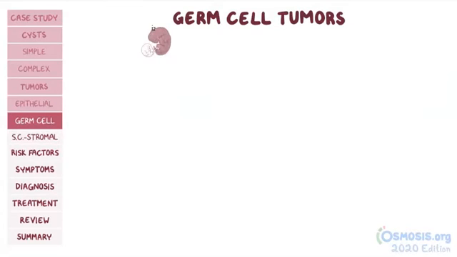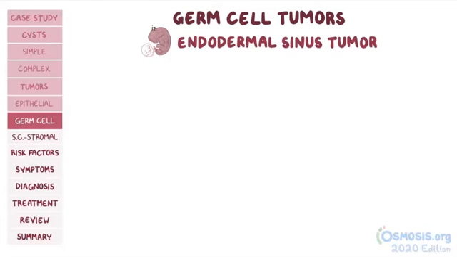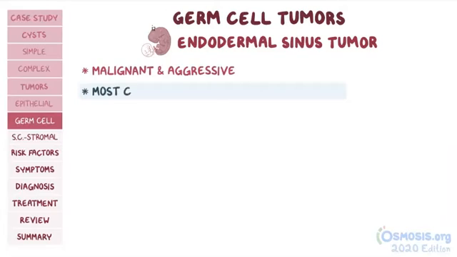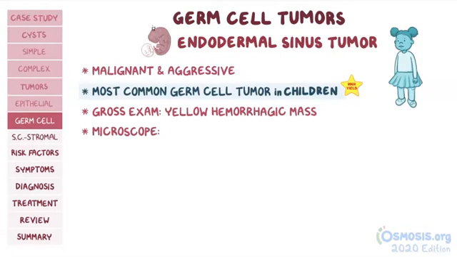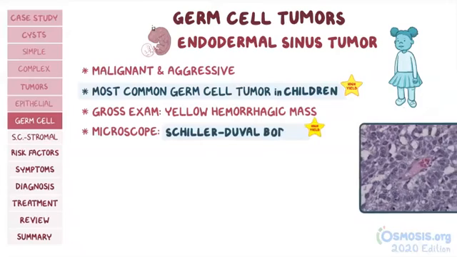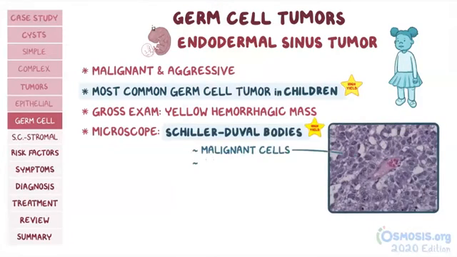The third type of germ cell tumor comes from the yolk sac, and it's called endodermal sinus tumor. Endodermal sinus tumors are malignant and aggressive. What's high yield here is that these are the most common germ cell tumors in children. So if a test question is about a child, especially if they are younger than 3 years old with an ovarian mass, think of yolk sac tumor at the top of your differentials. Another key thing to keep in mind is that, on gross examination, they typically form a yellow hemorrhagic mass, while under the microscope we can see glomeruloid structures, or Schiller-Duval bodies. These are rings of malignant cells around the central blood vessel.